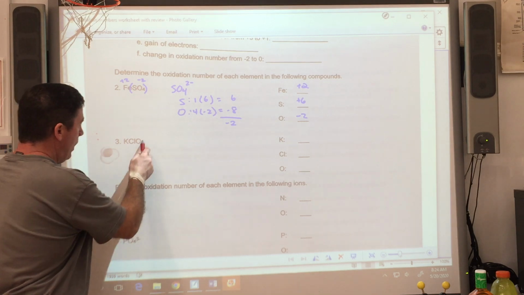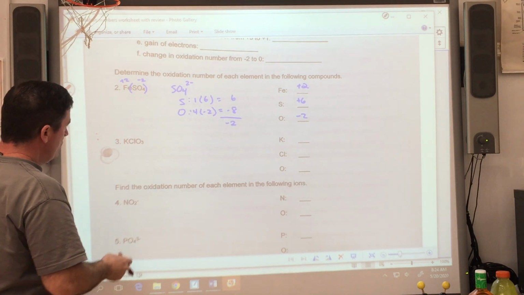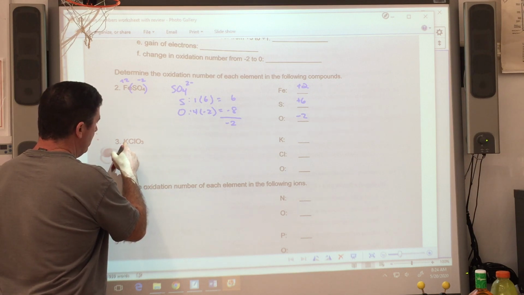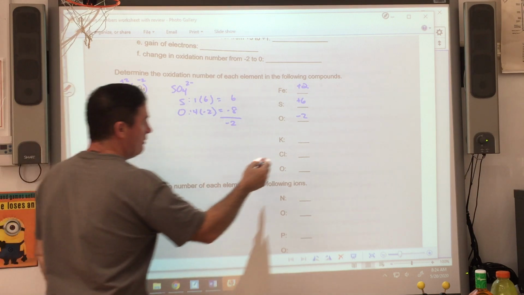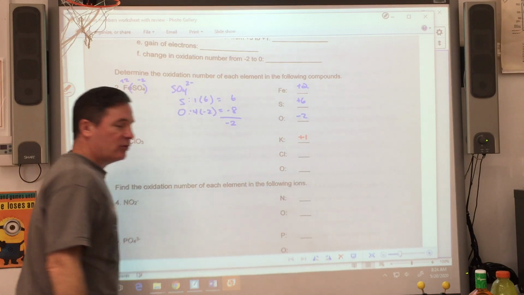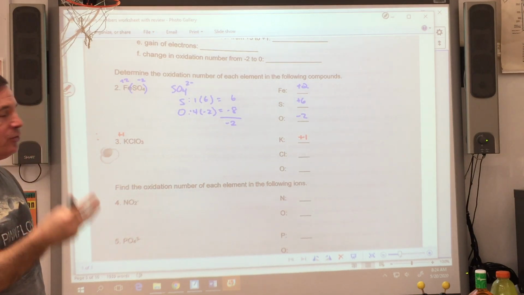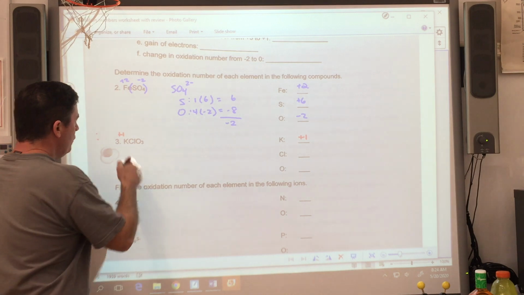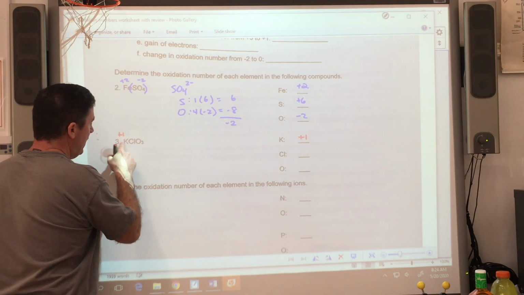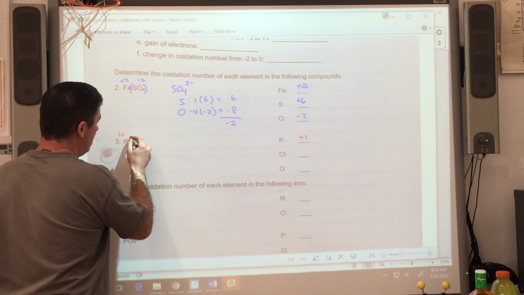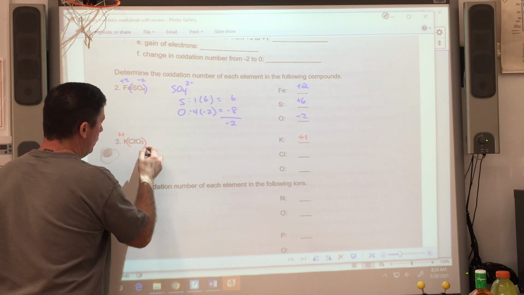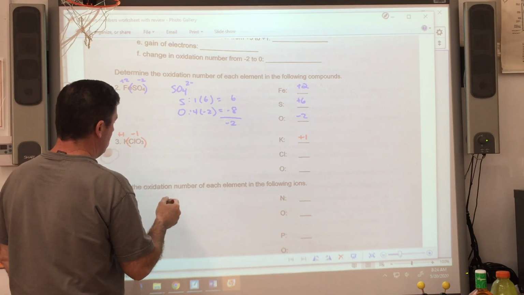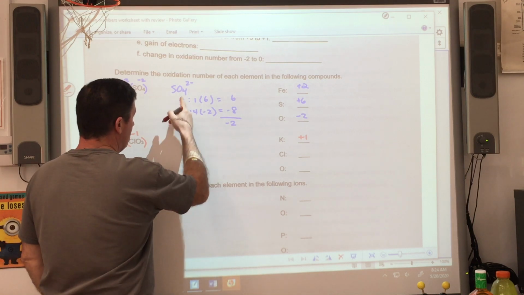KClO3. No ion here. So, here's one of the rules. Potassium is in group 1. All group 1s have a +1. All group 2s have a +2. That's one of the rules you can remember. So if KClO3, if potassium is +1, that means ClO3, the chlorate, is going to be a -1. So I can do it like that.